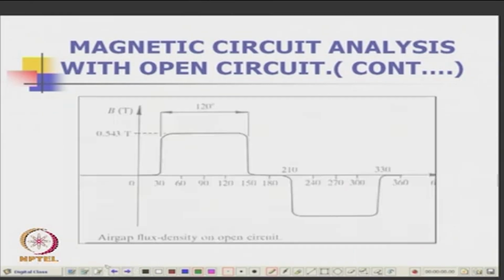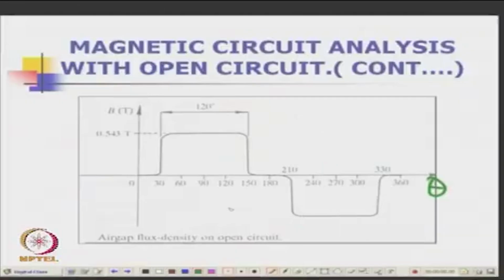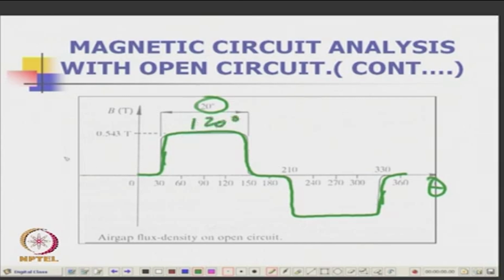Okay. Now, this is the air gap flux density in open circuit. How will the air gap flux density vary with theta? Typically it may approximate a square wave, spreading through 120 degrees, with a peak in this case of 0.53 Tesla.